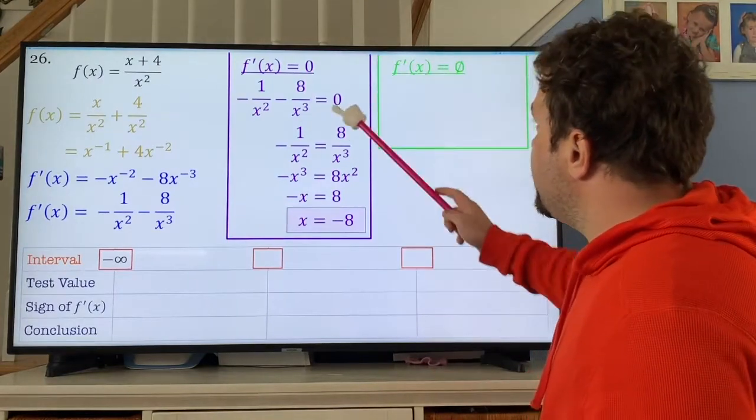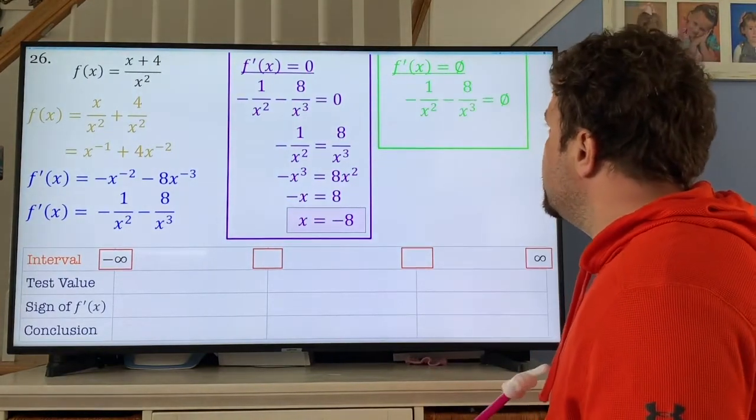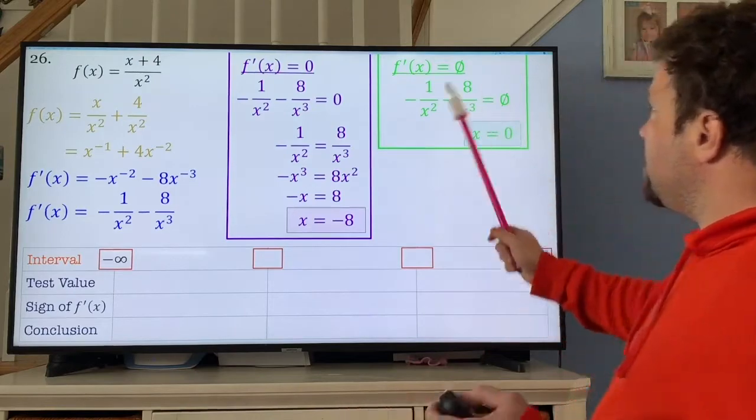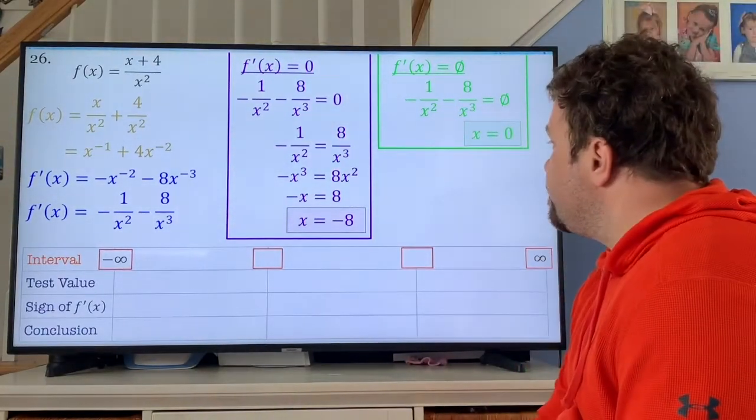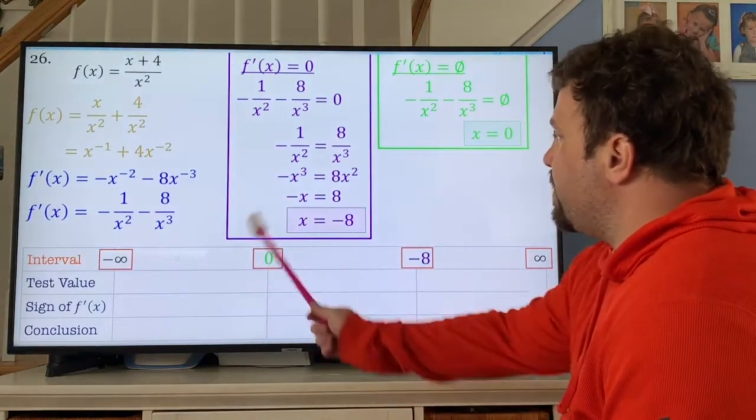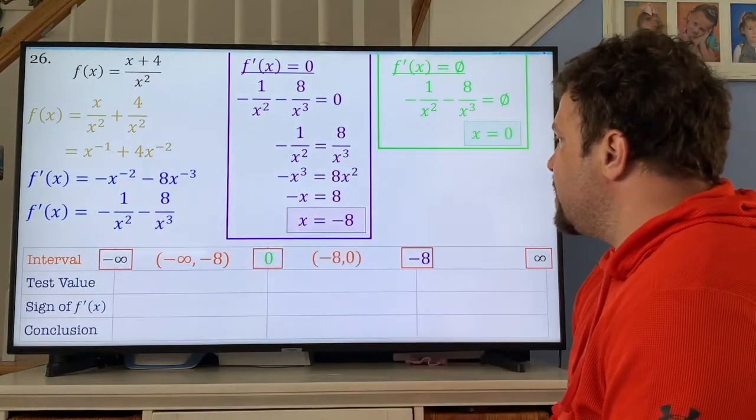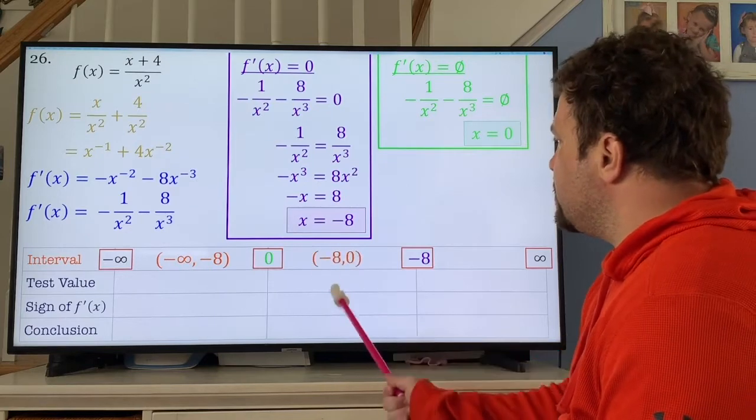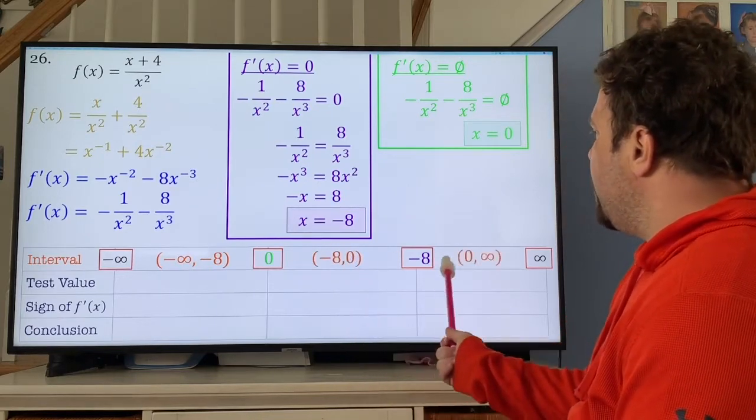Now, when are they undefined? When either one of these equals 0. So when x equals 0, because they both equal 0. So you have two critical numbers, 0 and negative 8: negative infinity to negative 8, negative 8 to 0, and 0 to infinity.